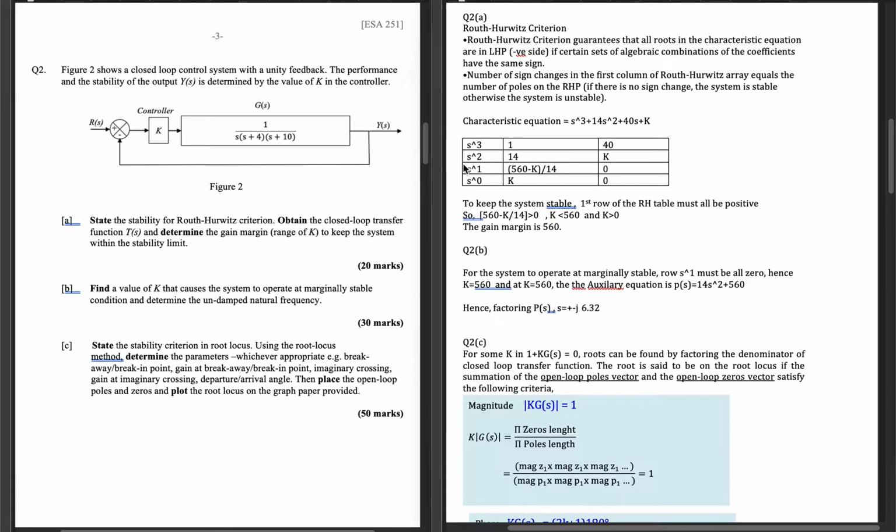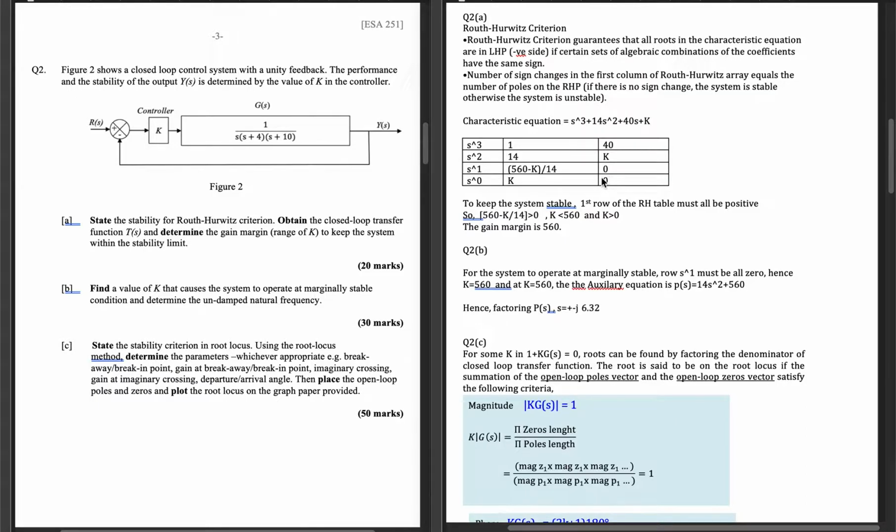This is the RH table that we need to fill up, based on the CE here. This is open loop; the CE is for the closed loop system. We got this, and then we fill up this one, 14, 40 and K. Then the next row will be this one and 0 and K and 0.